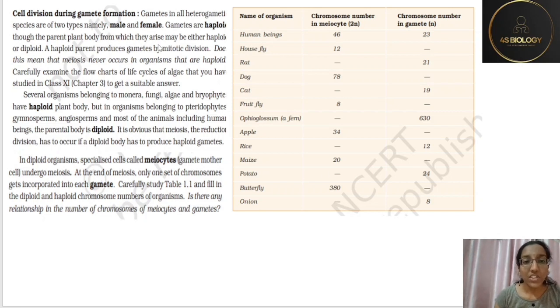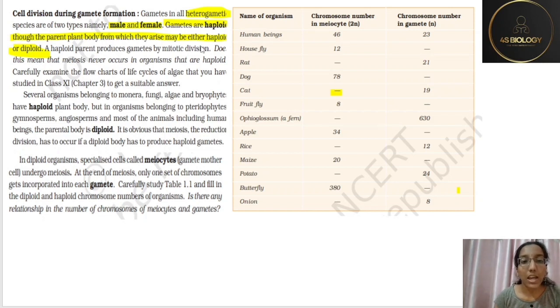Next, moving on. Cell division during gamete formation. So what happens in this is: gametes in all heterogametic species are of two types, namely male and female. Gametes are haploid, that means n. Though the parent body from which they arise may be haploid or diploid, the gametes are haploid.